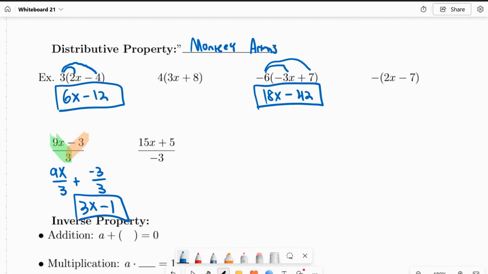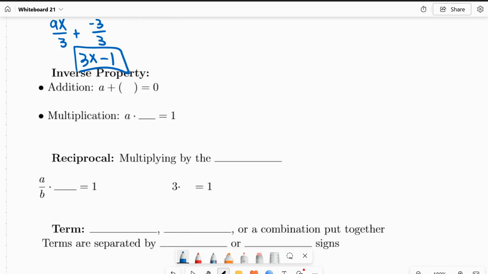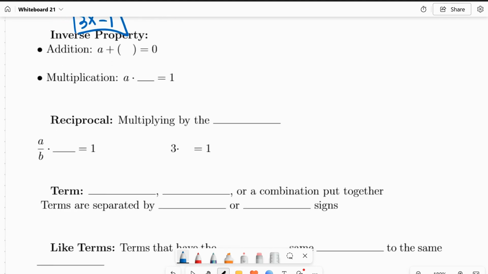All right, next we have the inverse property. So the inverse property, think about inverse as kind of undoing. So for the inverse property of addition, if I have a positive number, which is a in this case, and I add -a, I would get 0. Think about this as 2 plus -2, which would give you 0.